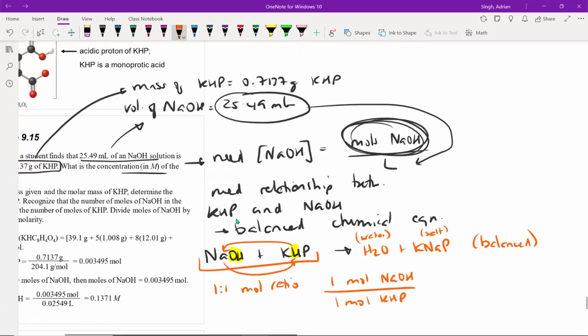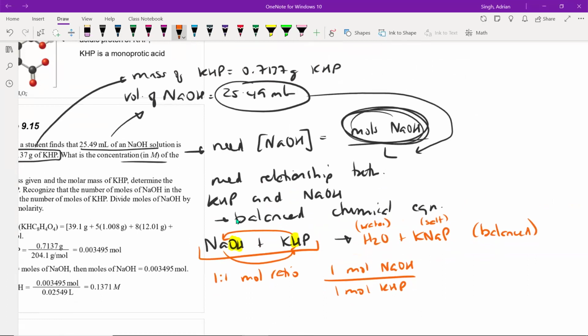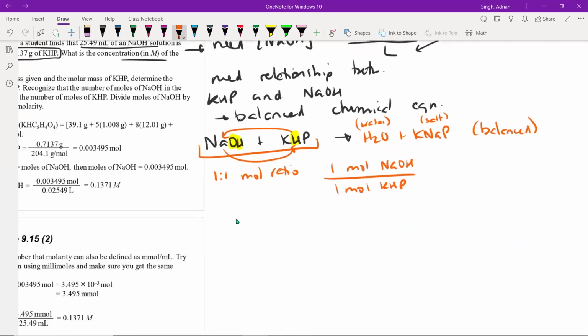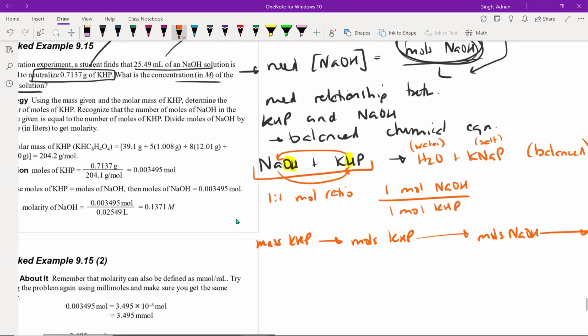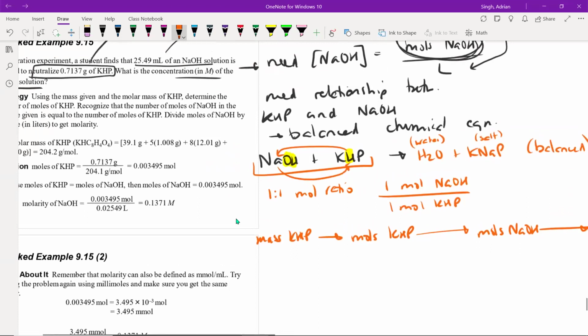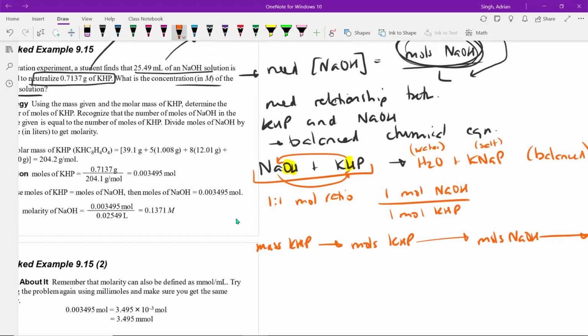So what am I given information about? The mass of the KHP. So if I have the mass of the KHP, the first thing I'd want to do is convert that to moles of KHP. Then, using my mole-to-mole ratio, convert that to moles of the NaOH. Once I get to moles of the NaOH, I have my volume of NaOH, so I can convert that to concentration of NaOH. All right, we've done a couple of these steps already. We're just now putting them together in this solution stoichiometry problem.